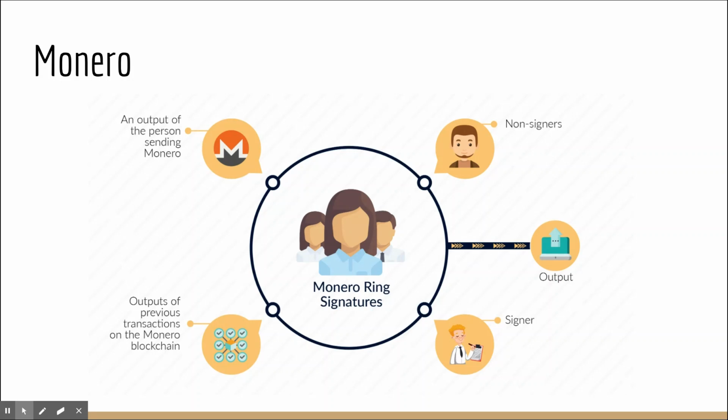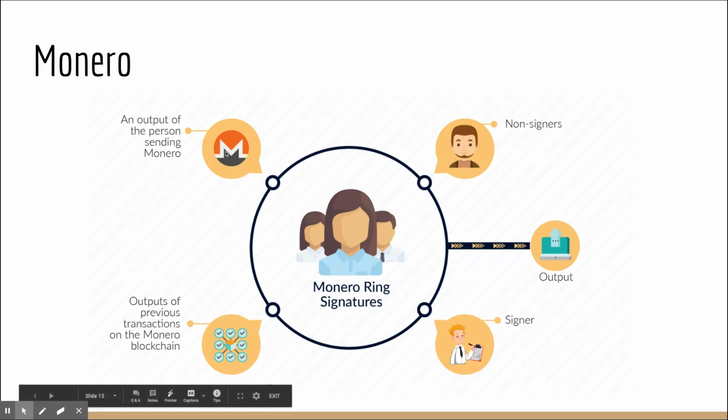As you might have already thought about, the ring only works if the values are the same. Otherwise, because of the varying amounts, it can break down. However, with ring CT, varying amounts work, and we'll talk more about this later on. The ring is composed of, first of all, the transaction that you've sent, the non-signers, the people who are not actually involved in this, and also the people who are signing the transactions, and also the outputs of the previous transactions on the Monero blockchain.